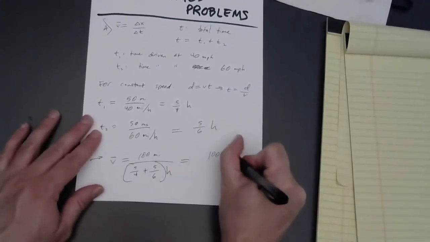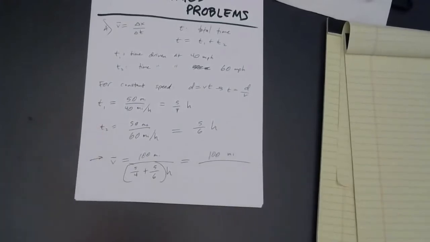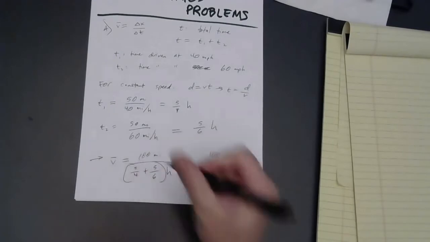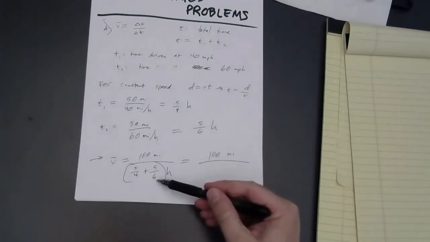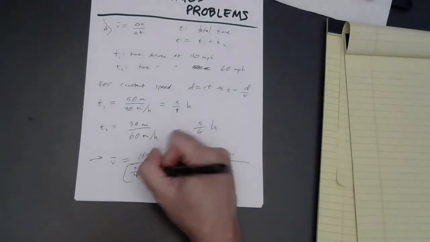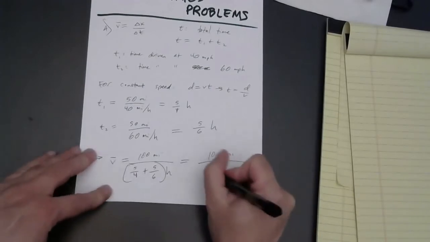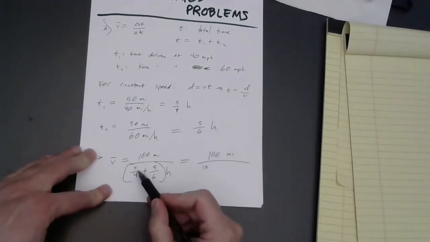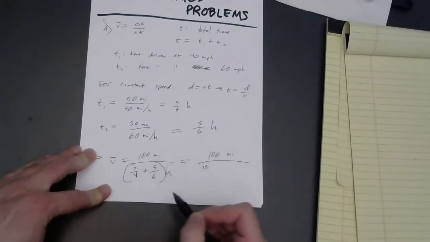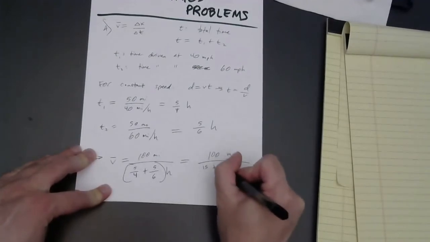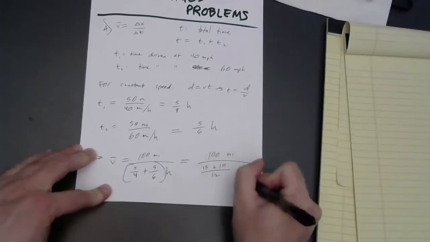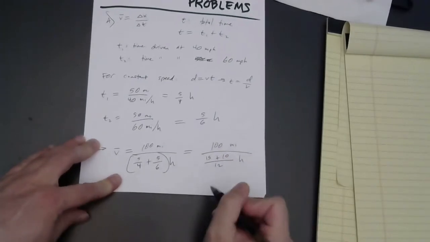Okay, well, that's 100 miles. And of course, you could just put this in your calculator, but I'd like to add these numbers with the common denominator. I think the lowest common denominator would be 12, right? So to make this fraction into a fraction with 12 as the denominator, I'd have to multiply on top and bottom by 3. So this would give me 15 up top. And then here I'd have to multiply on top and bottom by 2. So 15 plus 10 twelfths of an hour.